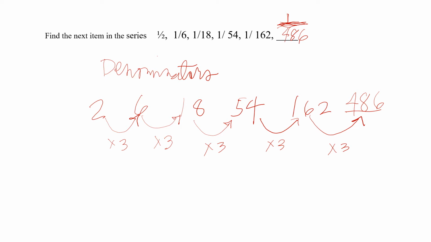So the next item in the series will be 1 over 486. For this example, that tells us that when we know that the pattern is so defined and so fixed, we don't have to look at the numerator for other values other than 1, as it is plainly demonstrated by the series.